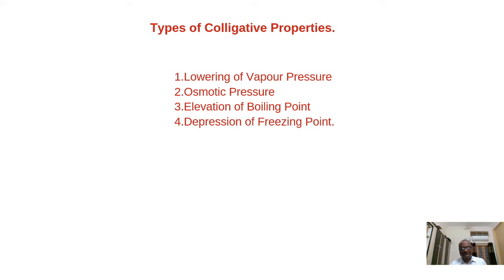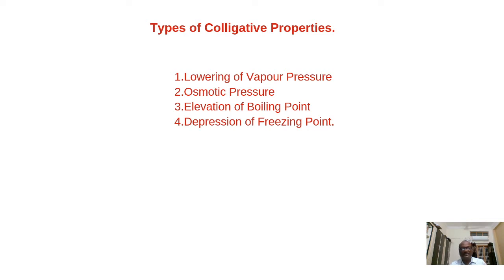Types of colligative properties. Four types of colligative properties are there. One is lowering of vapor pressure. Second is osmotic pressure. Third is elevation of boiling point. Fourth one is depression in freezing point. Except osmotic pressure, the remaining can be understood very easily. How? First one is lowering of vapor pressure. Means when a non-volatile solute is dissolved in a liquid, the vapor pressure of that liquid will decrease. That is the meaning.